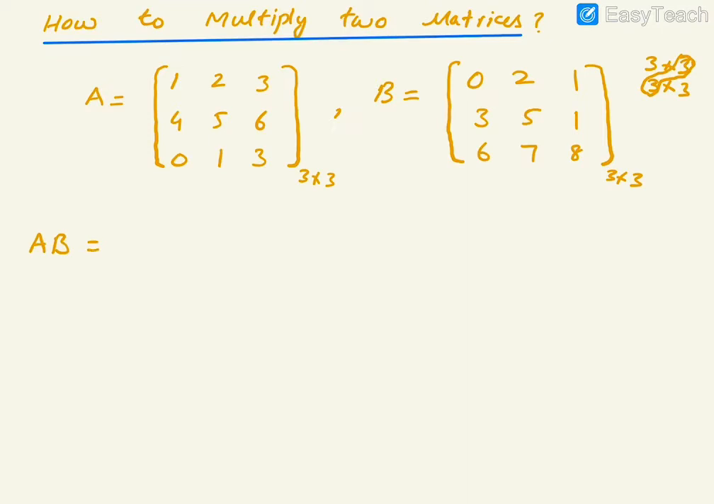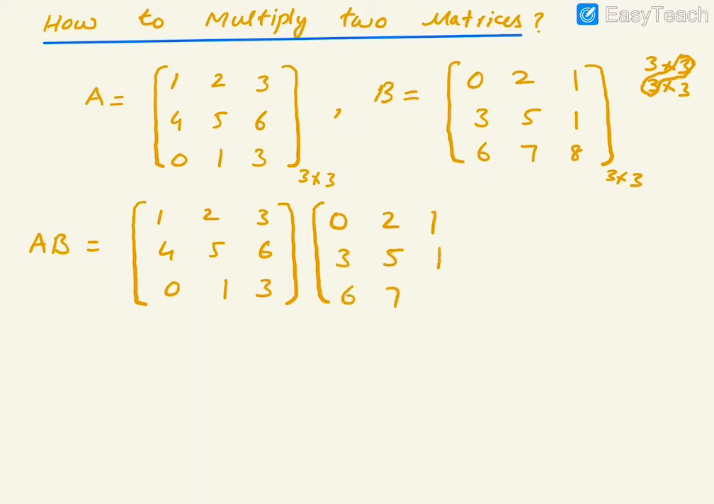You can write first A and then B. 1, 2, 3, 4, 5, 6, 0, 1 and 3. Now write B, multiplying. There is no sign, it means multiplication. 0, 2, 1, 3, 5, 1, 6, 7 and 8. Now this row will multiply with this column.